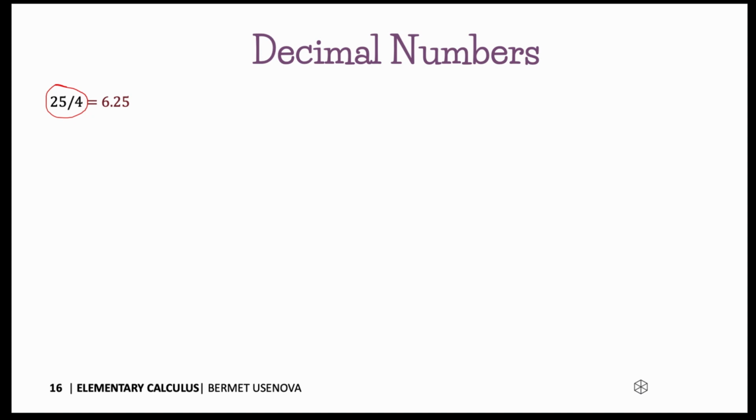This is an example of a terminating decimal number. At the same time, we can also rewrite a decimal number back to the fraction form. For example, 1.2 in this case will be the fraction 12 tenths.